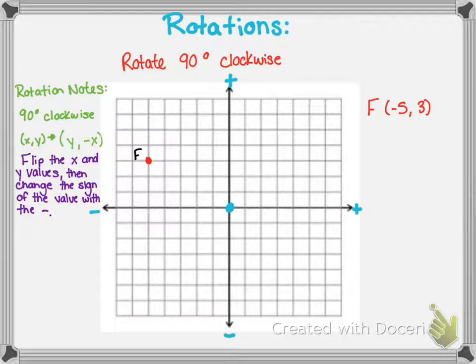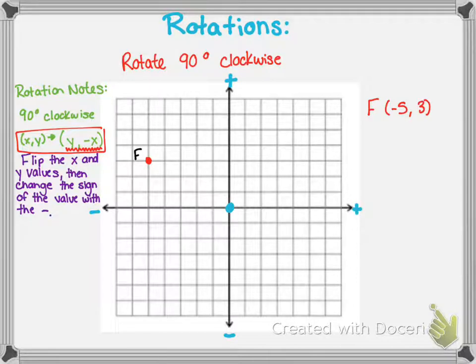Now that we know where we're starting from at point F, we're going to go ahead and look at the rotation notes. So it says 90 degrees clockwise. That means that we're going to follow this rule right here. We're going to take that original point and we're going to change it to look like that second part of that rule. So you're going to flip the x and the y values.